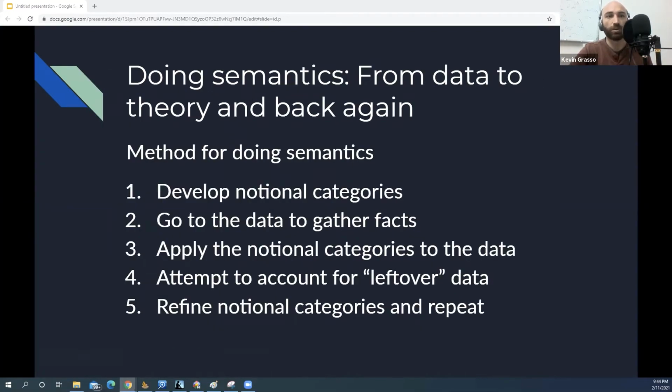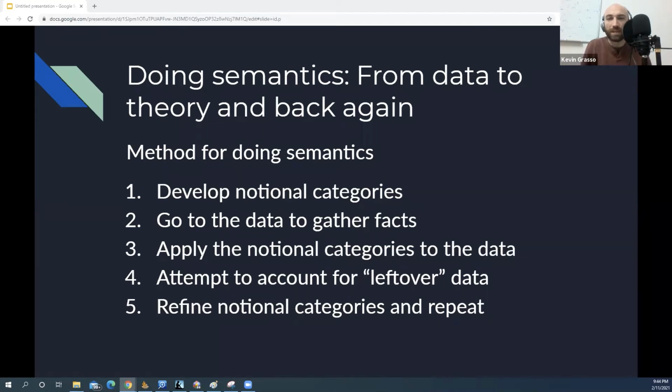Doing semantics. So I think we mentioned this in the podcast I had with Nora. We talked about developing these sort of notional categories and how we go about analyzing a language, right? So we talked about developing notional categories first. And so that was tense, aspect, modality, to say the least. There's actually lots of other things we could look at, but those are kind of the big three when it comes to verbal systems. And then we talked about going to the data to gather facts.